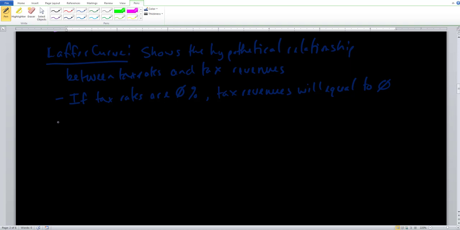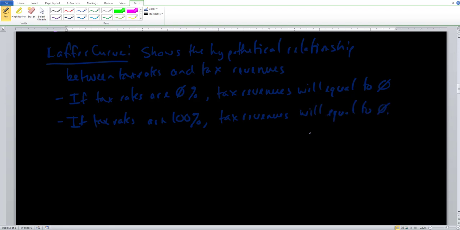The other end of the extreme is 100%. So if tax rates are 100%, what do you think tax revenues are going to be? In this instance, tax revenues are also going to equal 0.